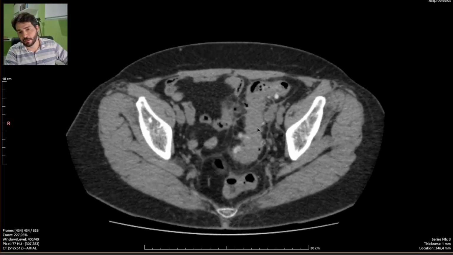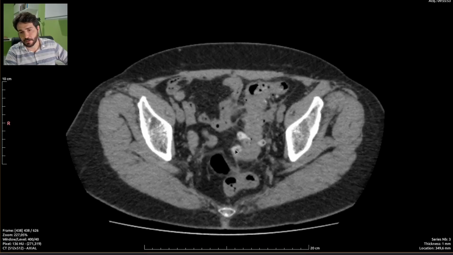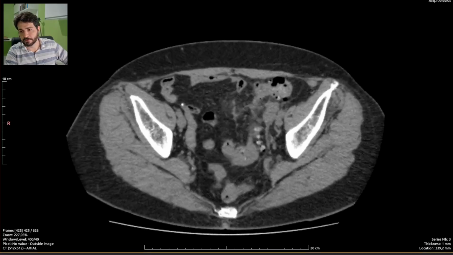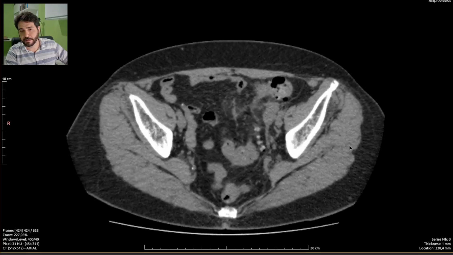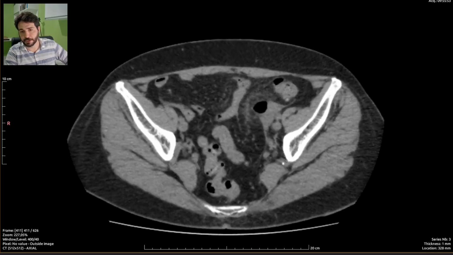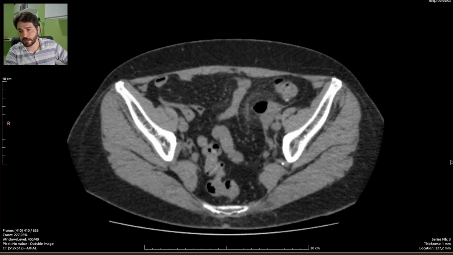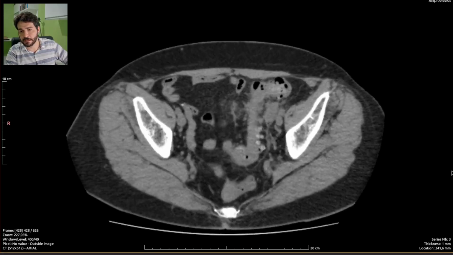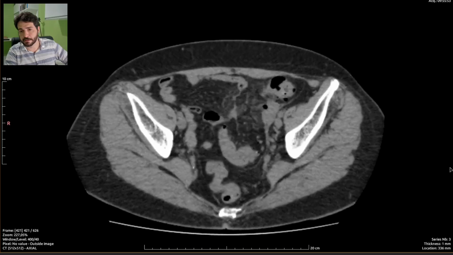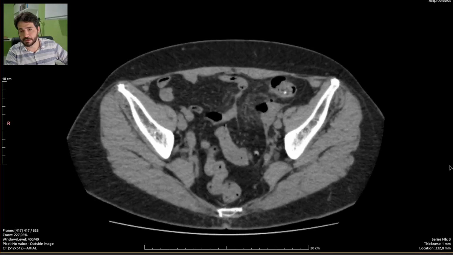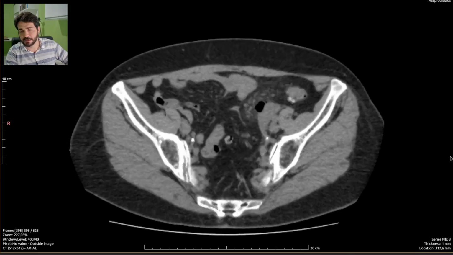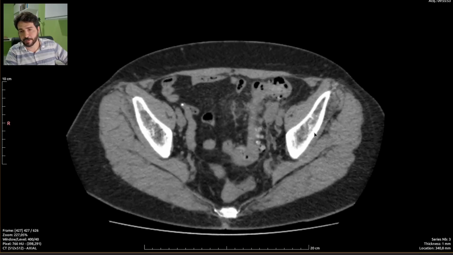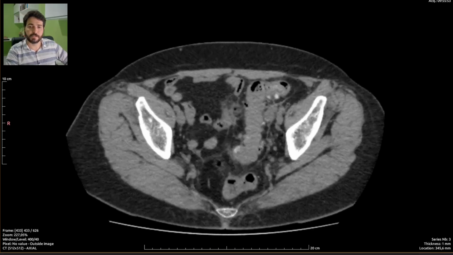We have wall thickening, a bunch of diverticula, and fat stranding, fat densification. Also, we have a fluid collection with a bit of gas, a liquid gas level, which means this is probably an intracavitary abscess that comes from perforation of the wall of the sigmoid colon.